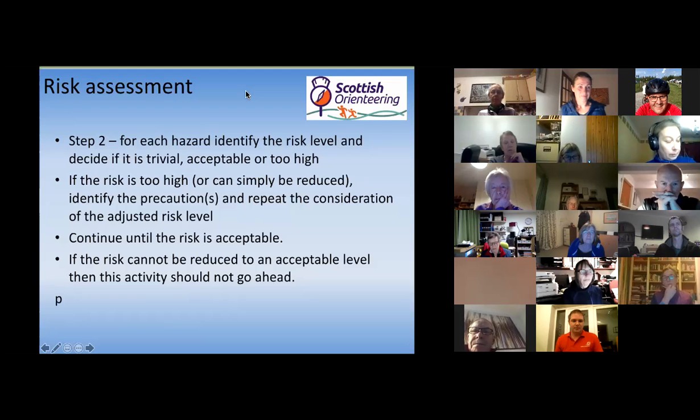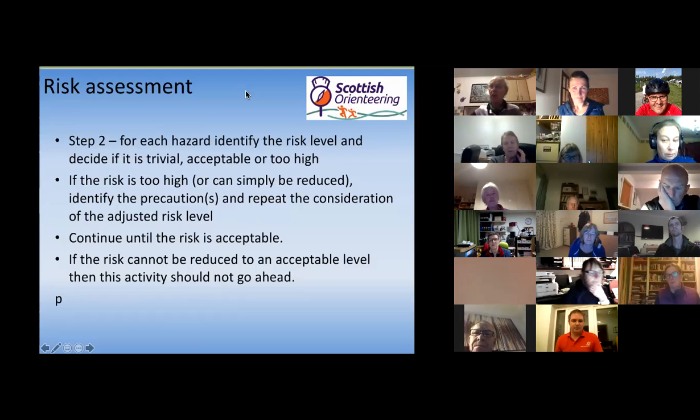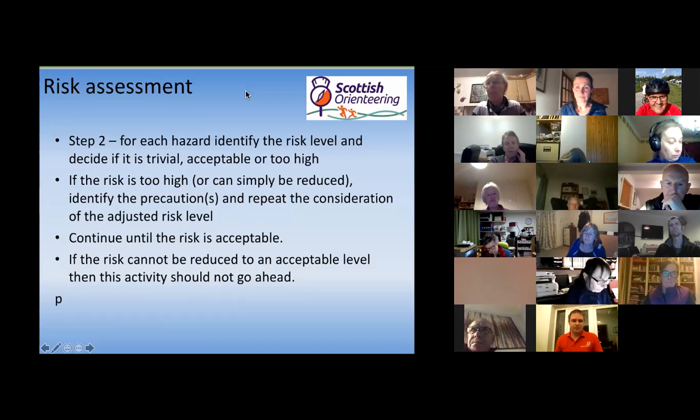Step 2, having got your hazards, you've got to identify the risk level and decide if it is trivial, acceptable, or too high. So we've already identified what the hazards are. Let's have a quick think as to what your main precautions are going to be for a coaching session in the forest. Forget your generator, it isn't a big event, this is a coaching session in the forest. What are you going to do around your precautions? Well, the key precautions you're going to have.